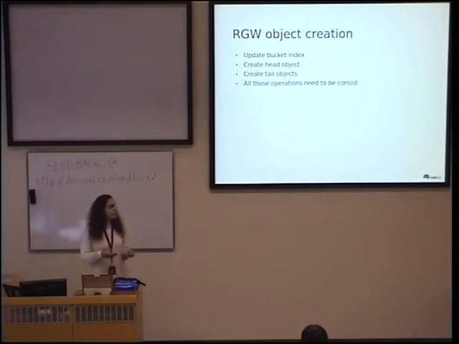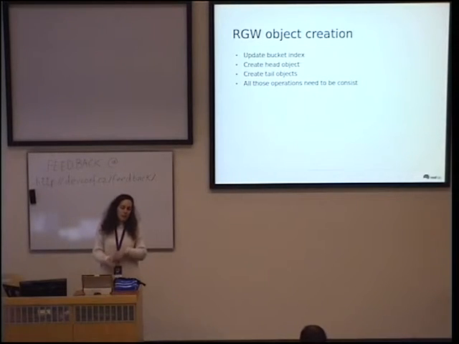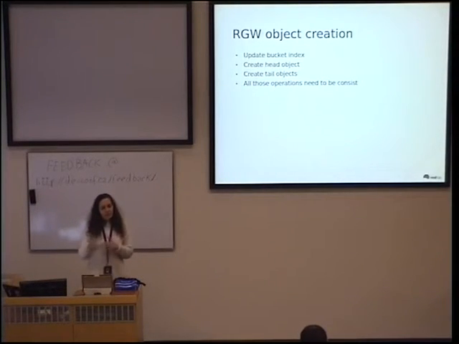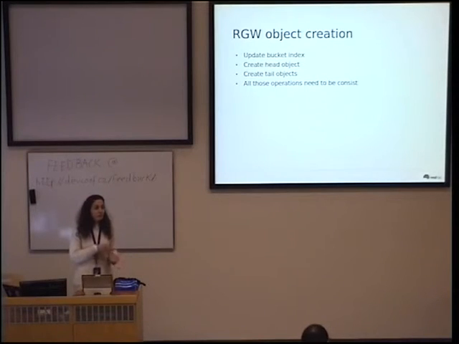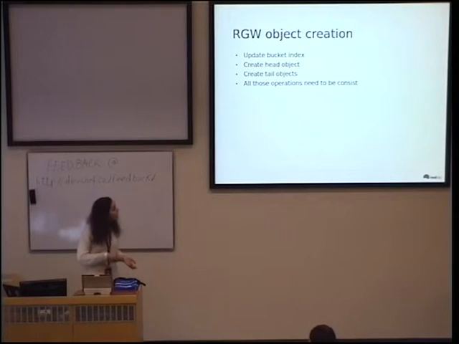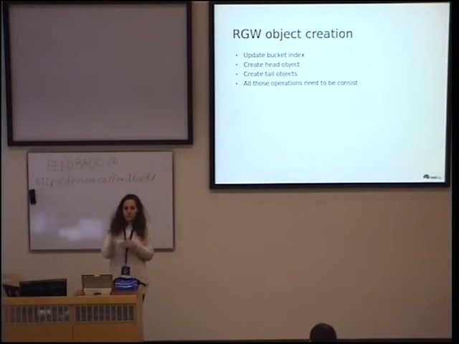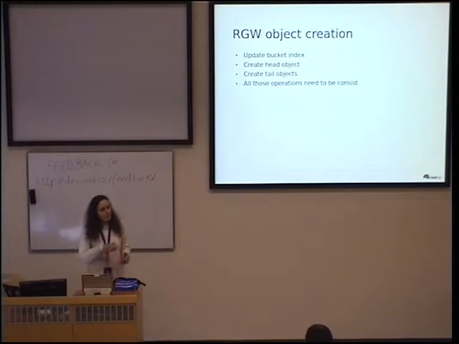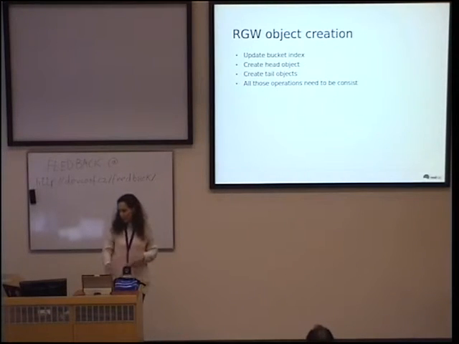If we, let's say, start and update the bucket index but do not create the head, then the user can list objects in the bucket and see an object that doesn't exist. In the other case, if we create the head first but do not update the bucket index, then the user would not see the object when he lists the bucket, although the object actually exists.